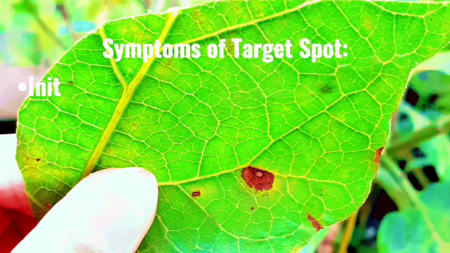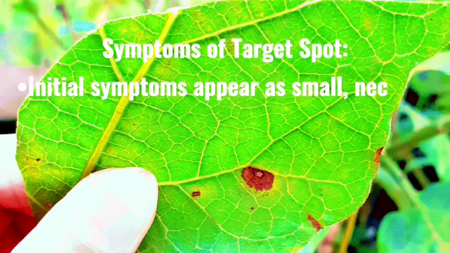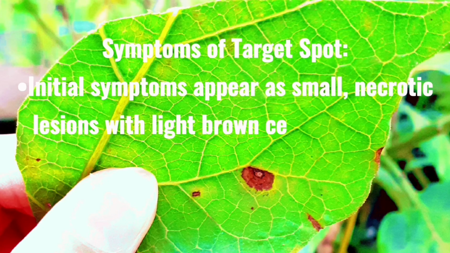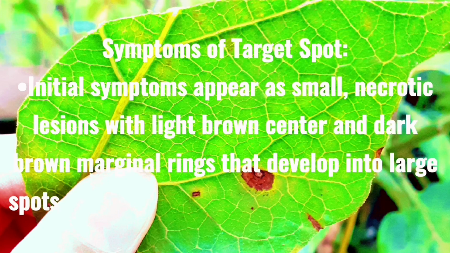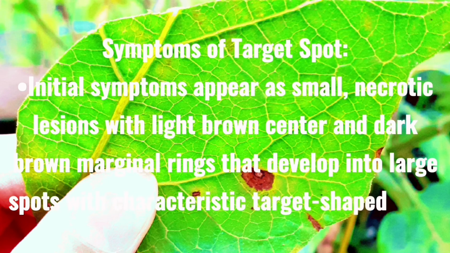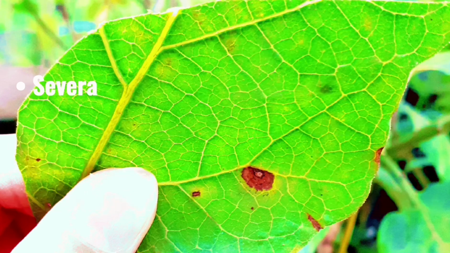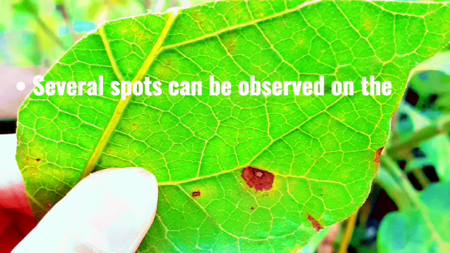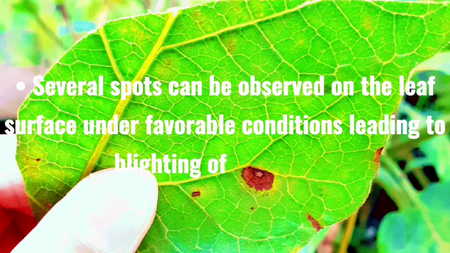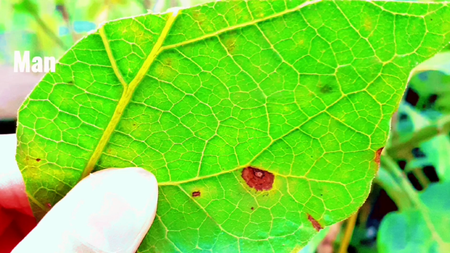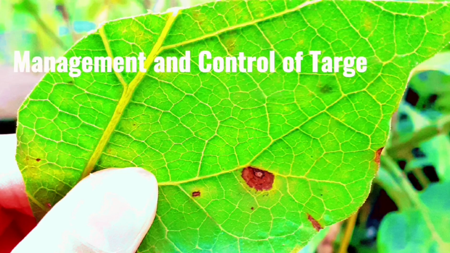Symptoms of target spot. Initial symptoms appear as small, necrotic lesions with light brown center and dark brown marginal rings that develop into large spots with characteristic target-shaped rings. Several spots can be observed on the leaf surface under favorable conditions, leading to blighting of the leaves. Management and control of target spot.